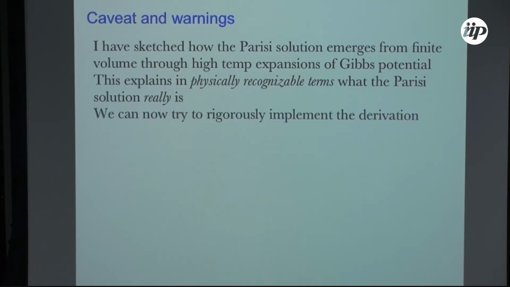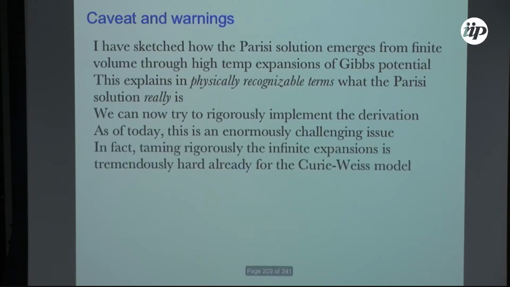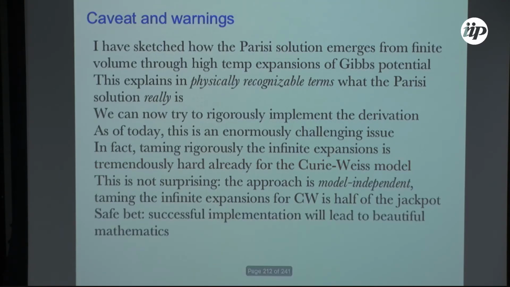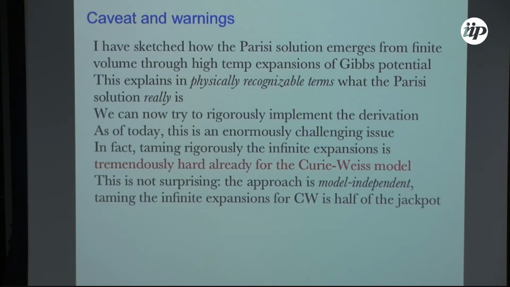Of course, it would be natural. I mean, all I've done is consider the Legendre transformation and Taylor expand. We could try to rigorously implement this derivation, and unfortunately, this is, at least to me, an enormously challenging issue. It has nothing to do with Parisi. In fact, I cannot even do it for the Curie-Weiss model. It was kind of a surprise, but it's 2019, and there is something about the Curie-Weiss model which is not obvious. And this cannot be surprising because the approach is to a vast extent model independent. So once you tame the infinite expansions for the Curie-Weiss, you've made some headway, a big headway, but unfortunately, it's nasty stuff.